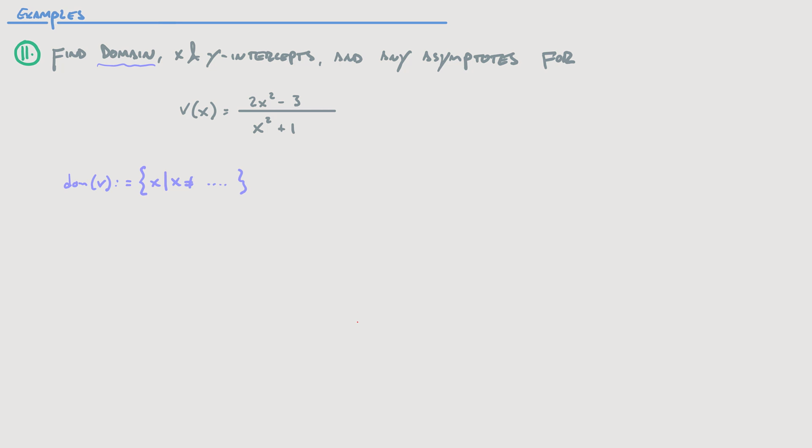The domain is interesting here, because if you try to set x plus 1 equal to 0, you get imaginary stuff. And it would be kind of funny to write, well, it's all real numbers such that it's not these two not real numbers. Right? That doesn't really make any sense. So instead, we just say it's all real numbers. You can plug whatever you want into this. The denominator can't ever be 0.